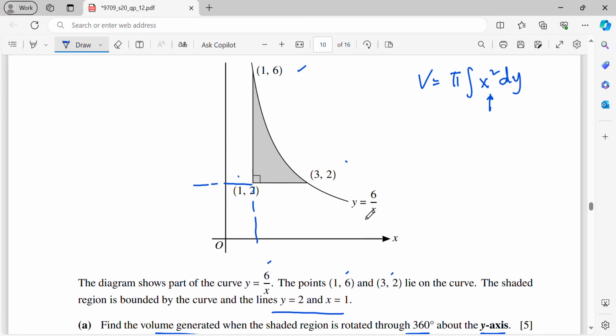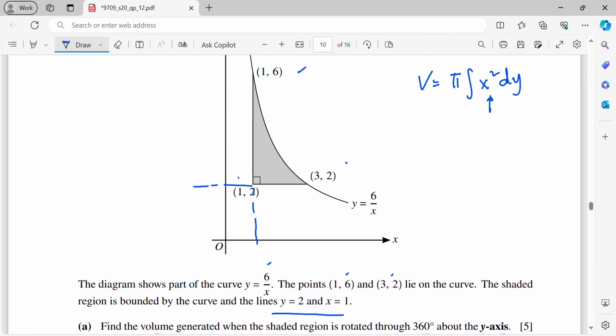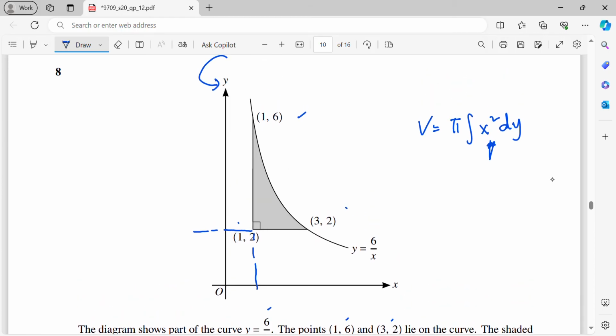Then when you directly integrate this using this formula, the y value is from x is 1, y is 2. So when you integrate from 2 to 6, this part, that means you are finding the area towards the y-axis, which is here. Which is not correct, because our shaded region is just this part.